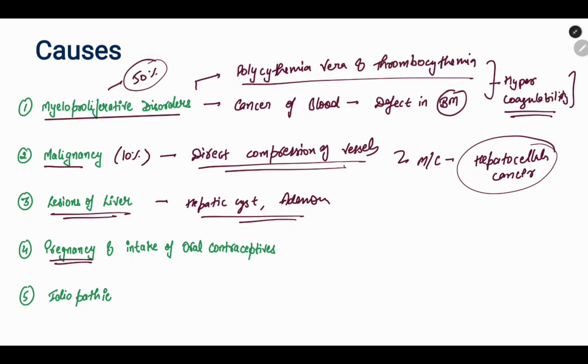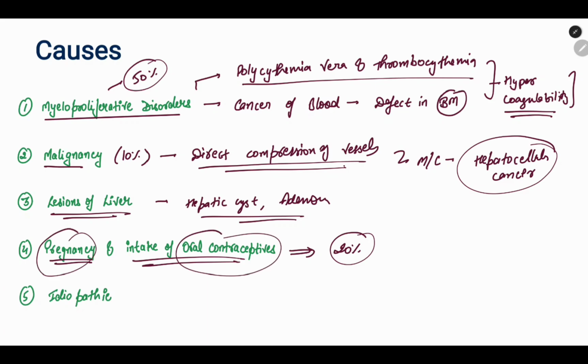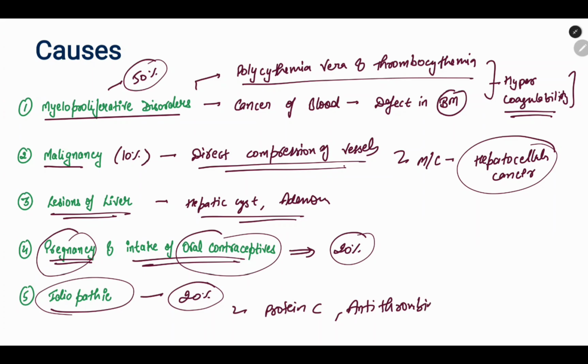The fourth one is pregnancy and the intake of oral contraceptives. What happens in these cases? These lead to a hypercoagulable state in the body and are responsible for 20% of the cases of Budd-Chiari syndrome. Then the next one is the idiopathic cause, which accounts for 20% of the cases, and it occurs due to deficiency of protein C and antithrombin deficiency.